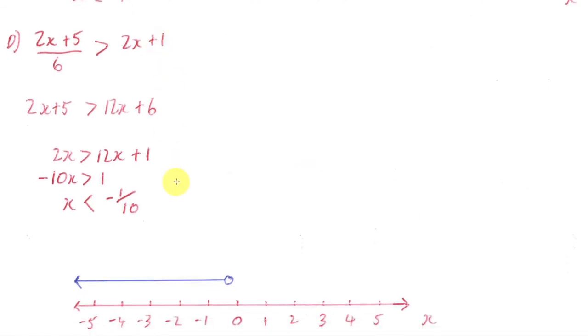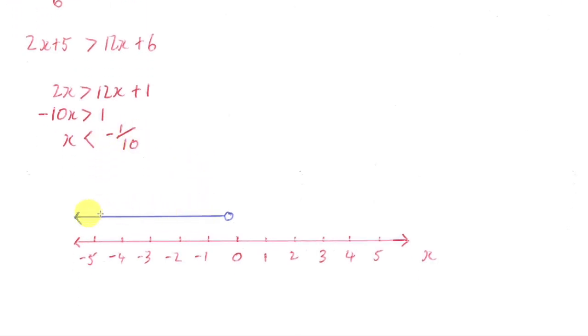D, similar kind of idea, except I end up dividing both sides by -10. So I change the direction of the inequality. So I'm looking at x being less than -1/10, which we know is -0.1. So number line again, I estimate that -0.1 is here. So I've got a hollow circle, all values less than it, shown there.